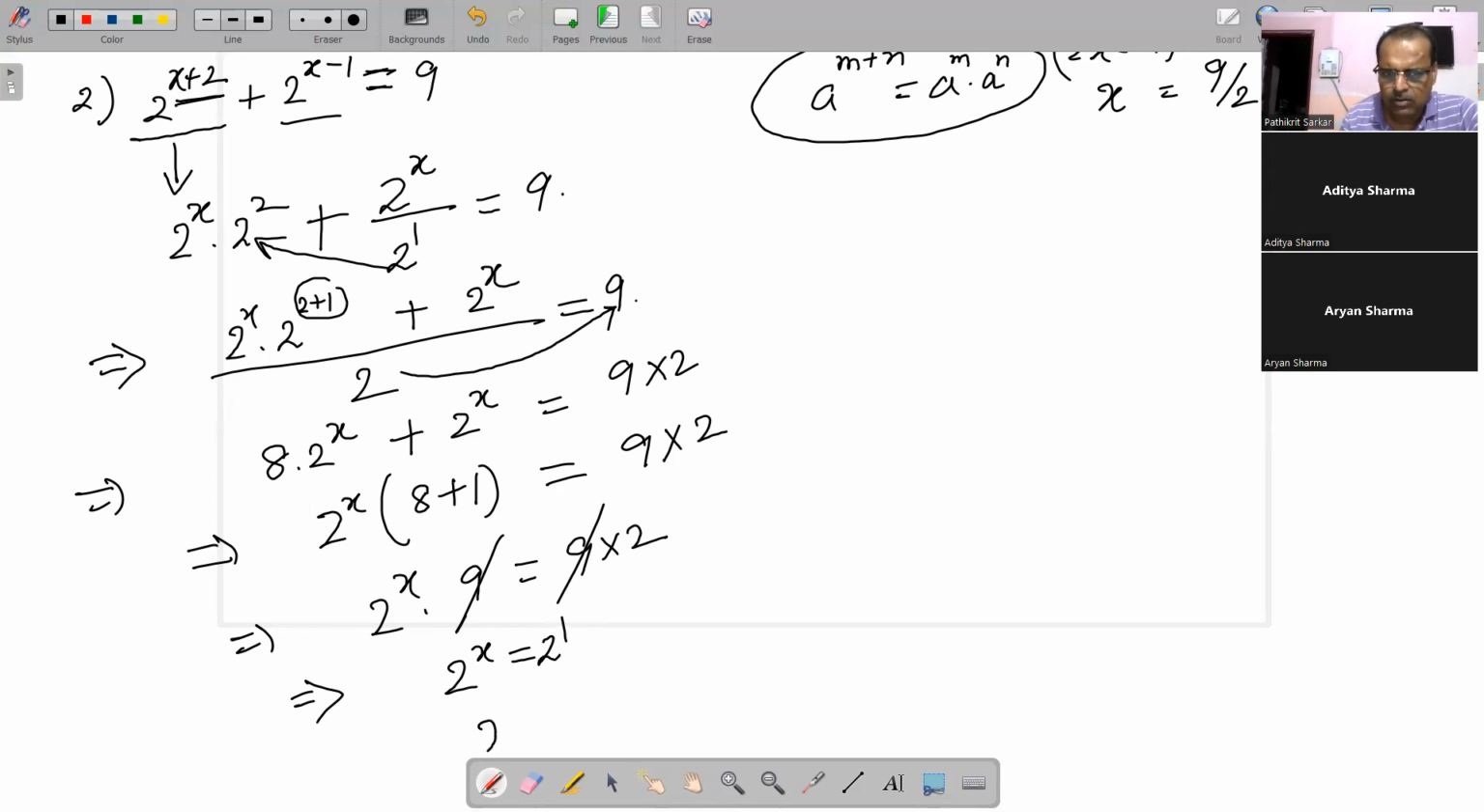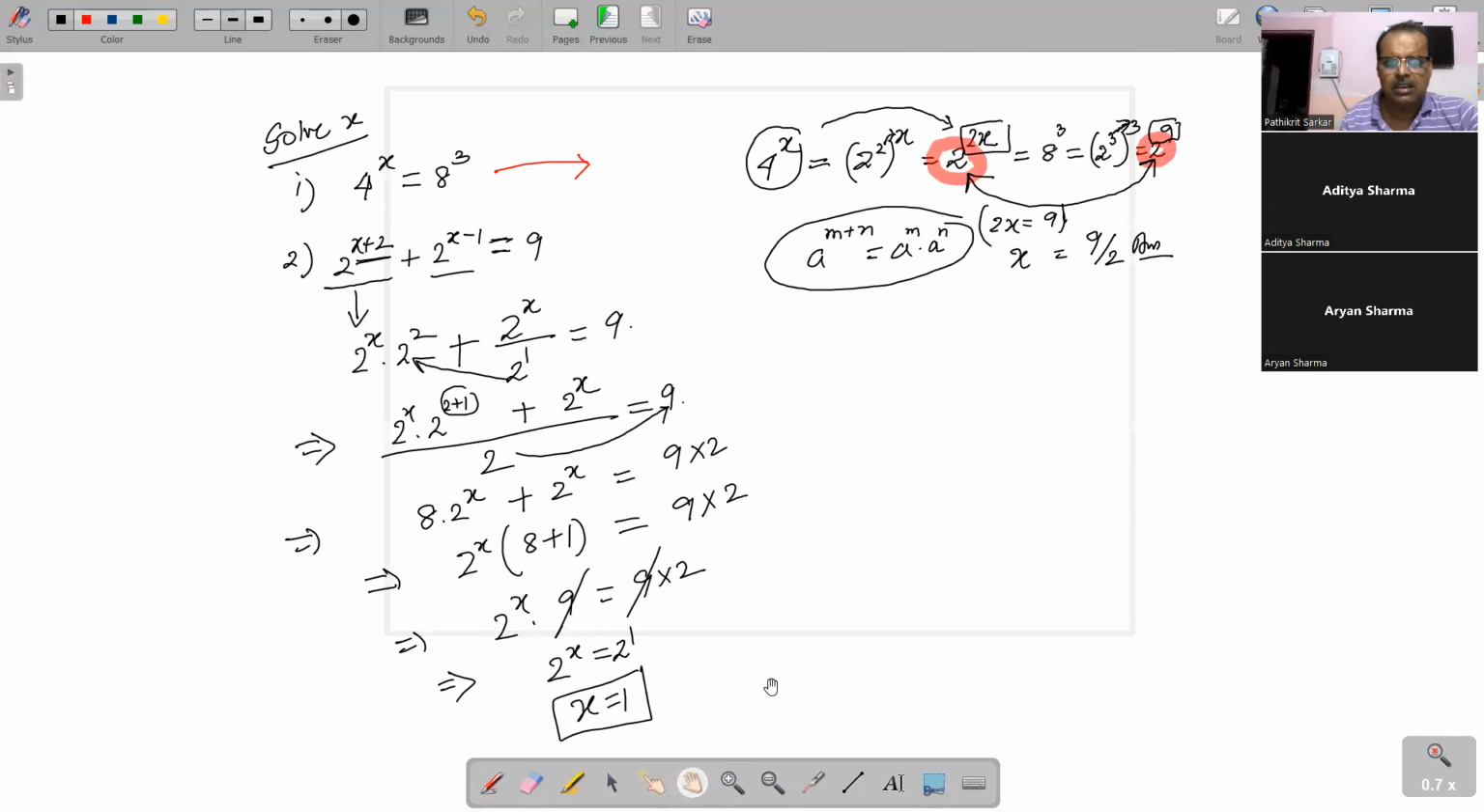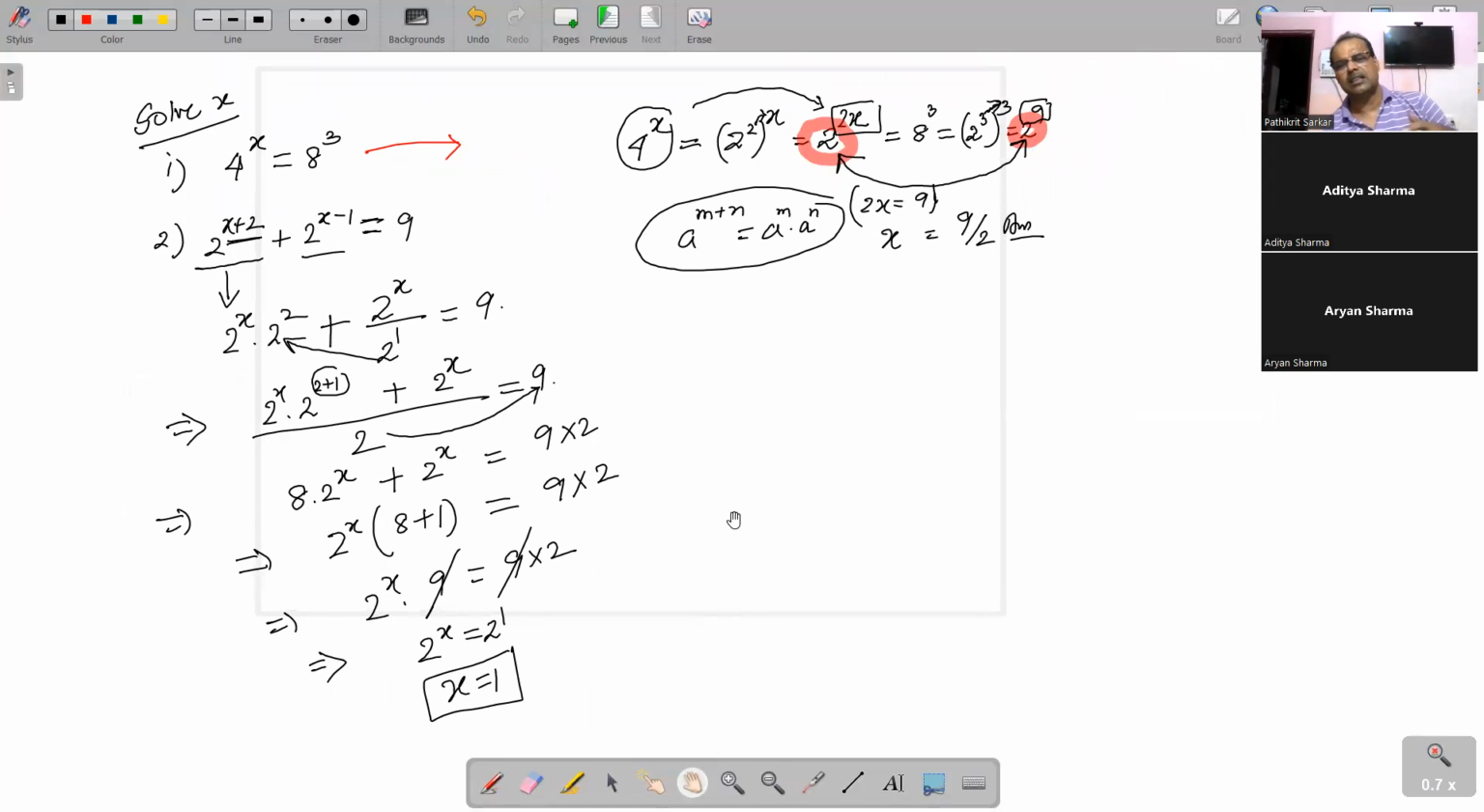That means the value of x which you will get, that is x is equal to 1. So that is the value of x which you get from here. This is the value of x. Clear?